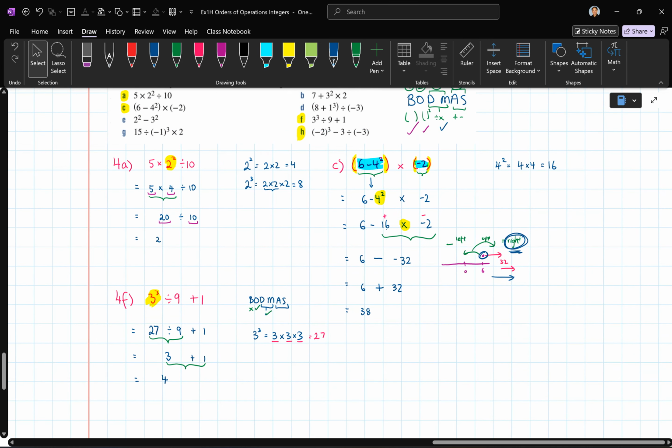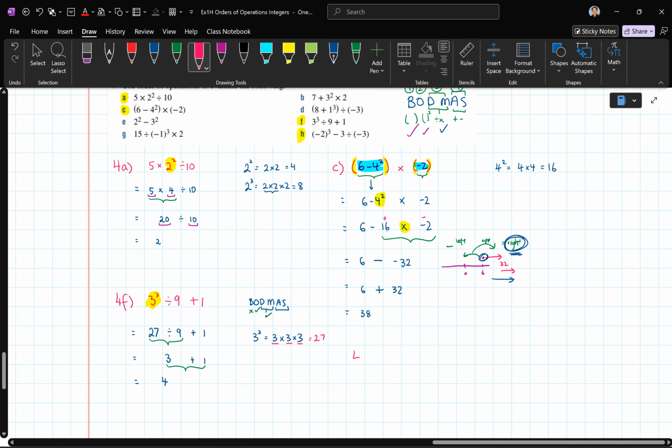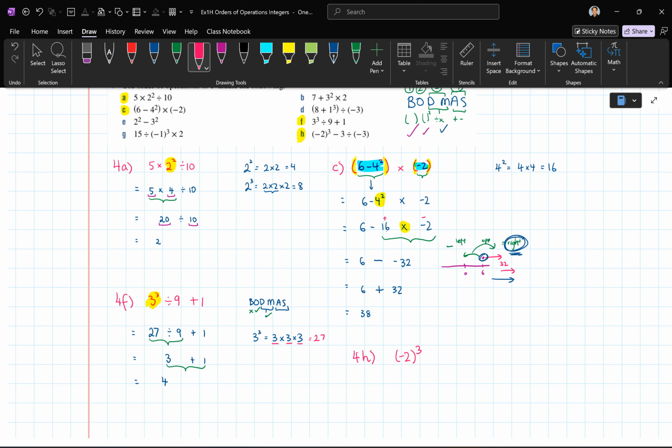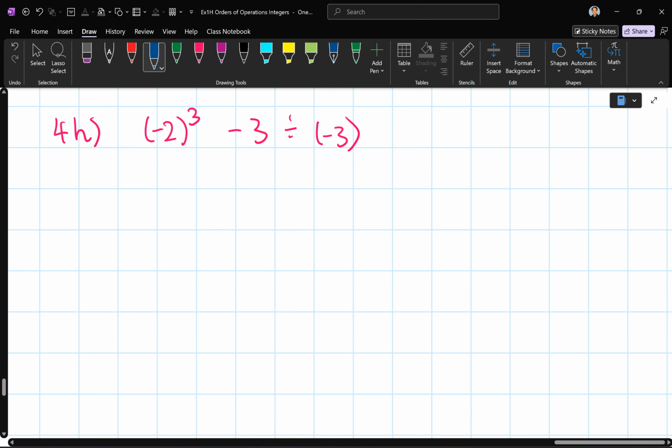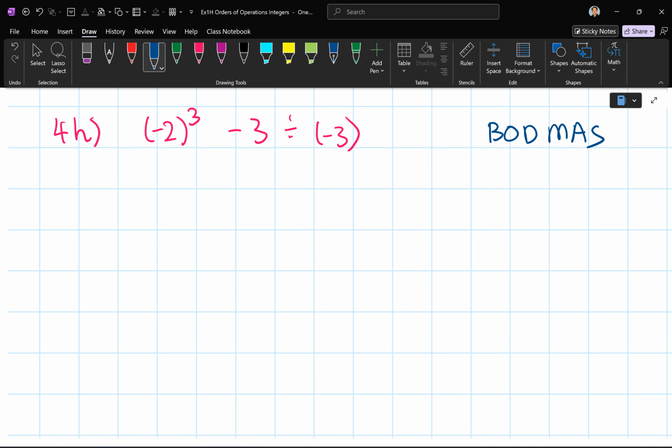Okay? And then lastly now, let's do question 4H. What's 4H? Okay, I'm going to write that down. 4H, you have negative 2 cubed minus 3 divided by negative 3. Okay, let's zoom in. So this one's meant to be the last and tricky one, right? So again, BODMAS, B-O-D-M-A-S. Let's do it again.